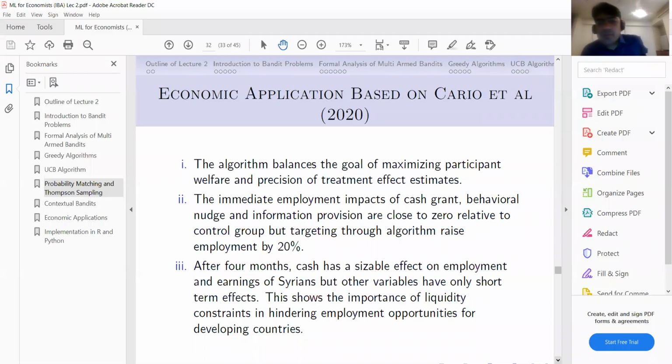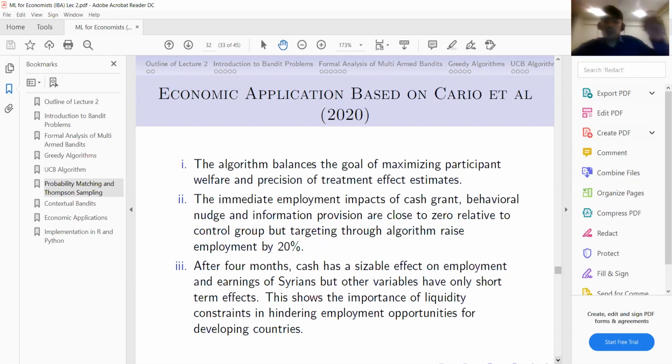Because if the cash grant is working better, and you've observed it after the initial few weeks, after 6 weeks, and then again after 2 months and so on, and you keep on observing that a cash grant is doing a lot better in terms of labor market outcomes, you should allocate a higher proportion of people to cash grant, right? You shouldn't allocate 25% to all groups. You should allocate maybe 40% to cash grant.